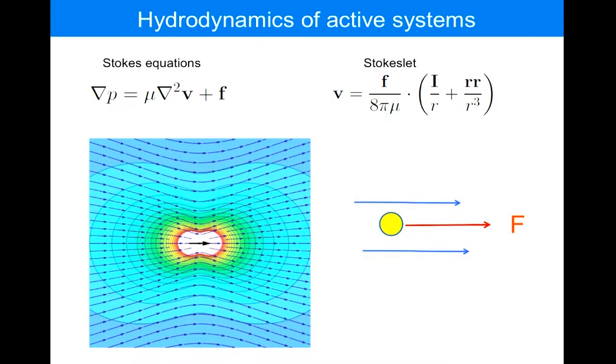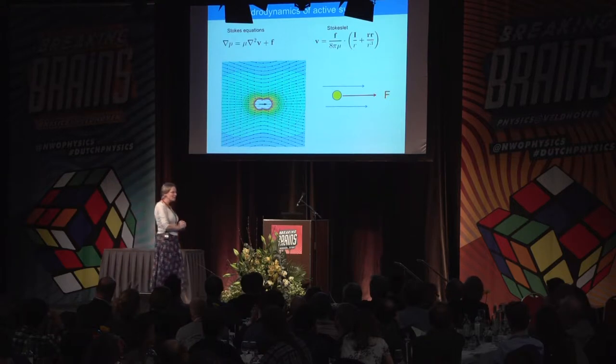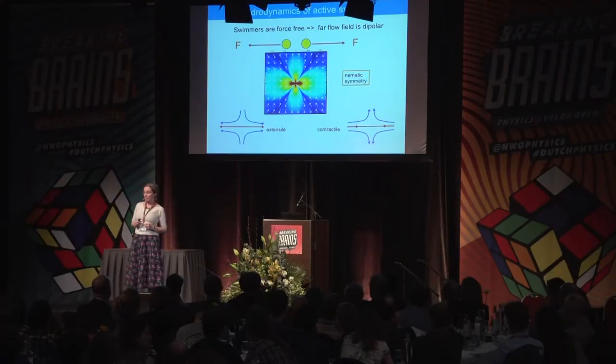Because if I have a colloid and I pull it through a fluid, then I exert a force on it and I get a nice flow field, which is flowing like that. For the experts, that's the Stokeslet. But for these active systems, I'm not pulling it, I'm not moving it, it's moving itself. There are no external forces acting, and therefore any force it puts on the fluid, it has to have an equal and opposite reaction. So it always puts forces on the fluid in pairs.